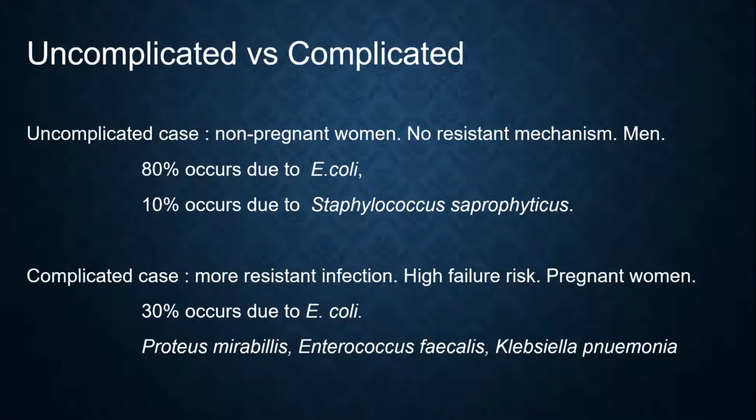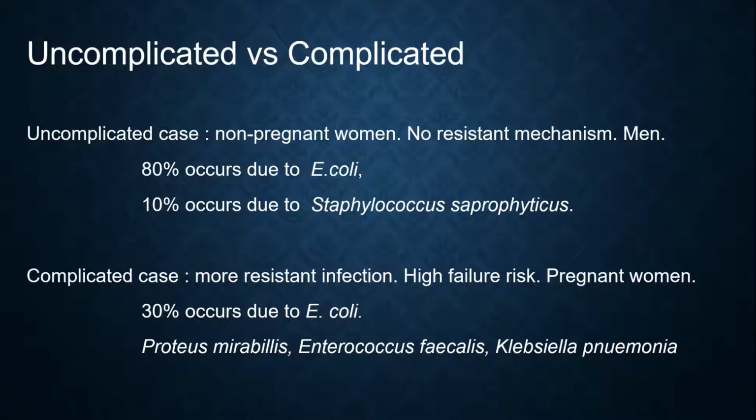So there are two cases, uncomplicated versus complicated. Uncomplicated case is for non-pregnant women, so there's no resistance mechanism, and it includes men. So 80% occurs due to E. coli, and 10% occurs due to Staphylococcus saprophyticus.